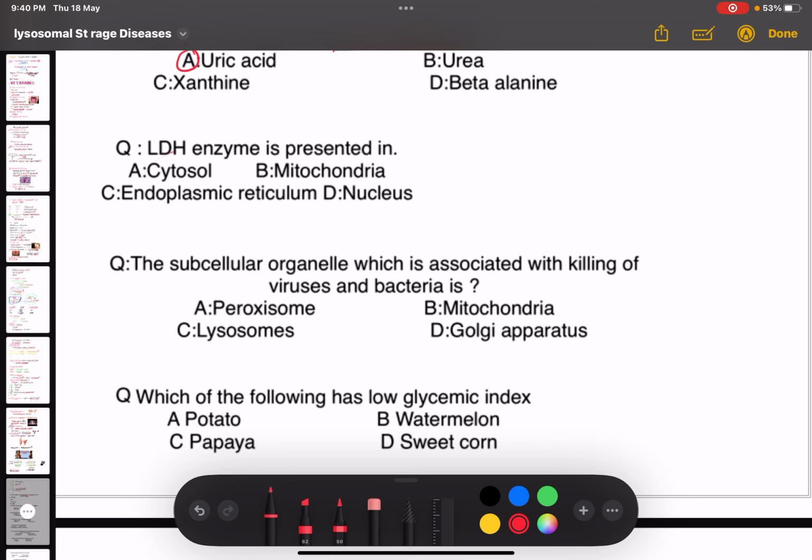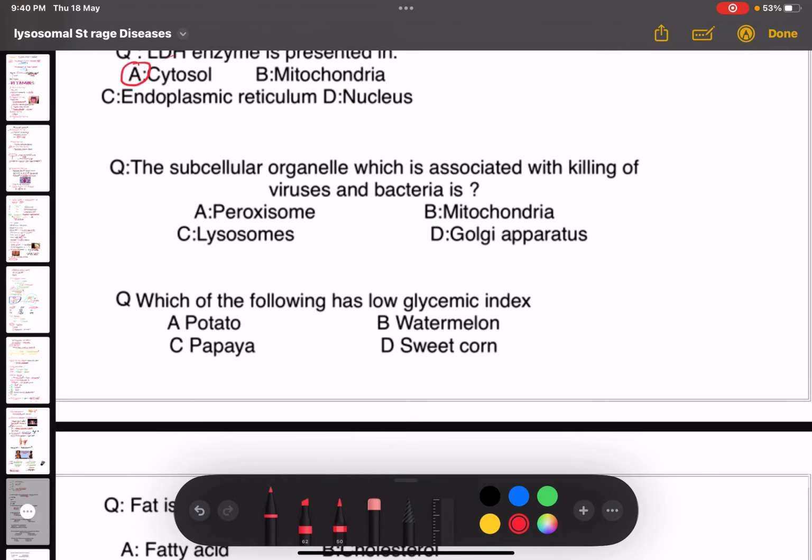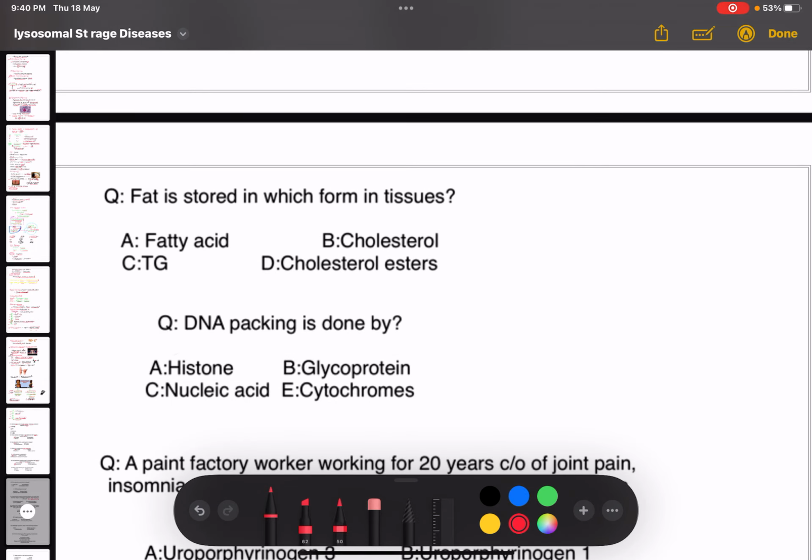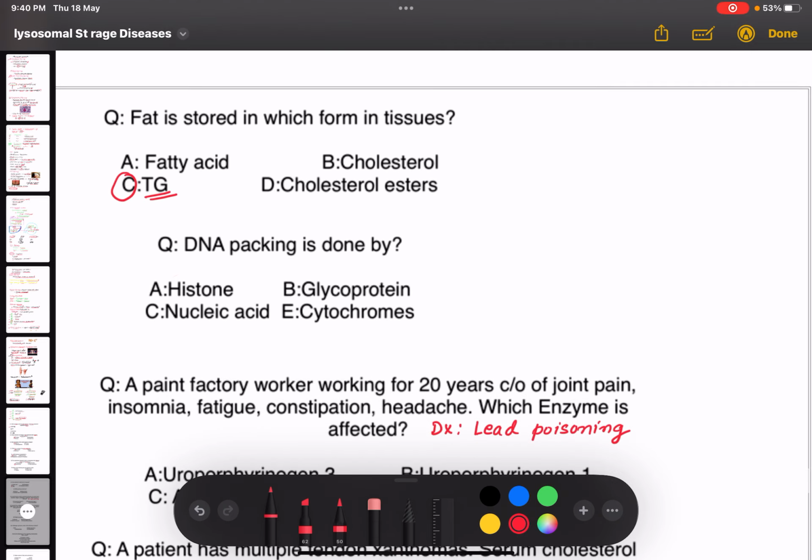Lactate dehydrogenase is present in cytosol. A subcellular organelle which is associated with killing of viruses and bacteria: peroxisome, mitochondria, lysosomes, Golgi apparatus? Answer is lysosomes. Very easy questions. Fat is stored in which form in tissues? It is stored as triglycerides. Fat is stored in the form of triglycerides in the tissues. DNA packing is done by histones.